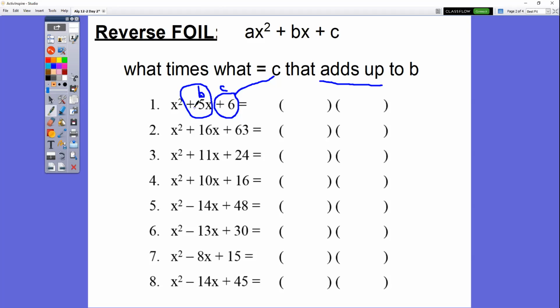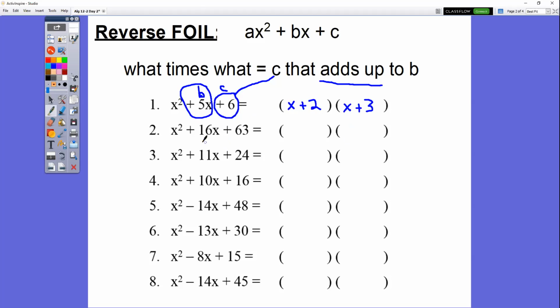Go ahead and type in what you think the answer is, those two numbers in the chat, please. What times what is 6 that adds up to 5? Yep, it is. Lots of people are saying. Would Caitlin Hune please call 3107? Caitlin Hune, 3107. So it is 2 and 3. All right. Now, how we're going to type this in today is if it's positive 2, we're going to put x plus 2. If it's positive 3, we're going to put x plus 3, just like this.